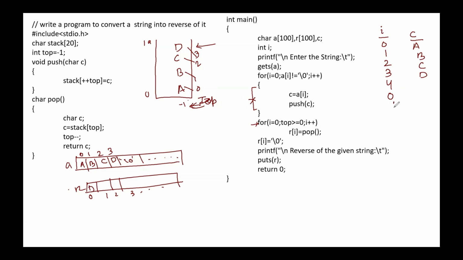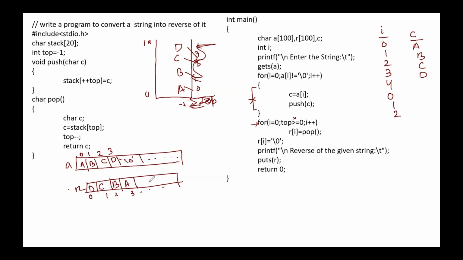Then the I value is incremented by 1. Is top greater than or equal to 0? Yes, after the pop operation, top points to this value. Then what happened? R[1] stores which value? C. Then I is incremented. After that, top points to this one. Then top is greater than or equal to 0, yes, it is true. Then it will store the value of B. Similarly A. Then it will stop. After that, top points to minus 1. So top is minus 1, meaning this condition is false.